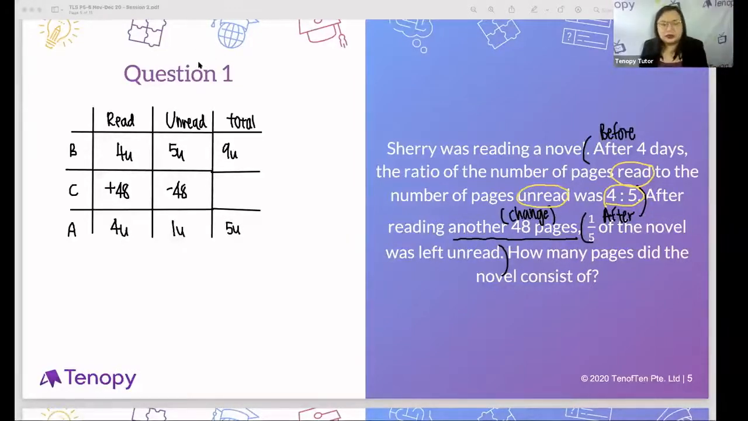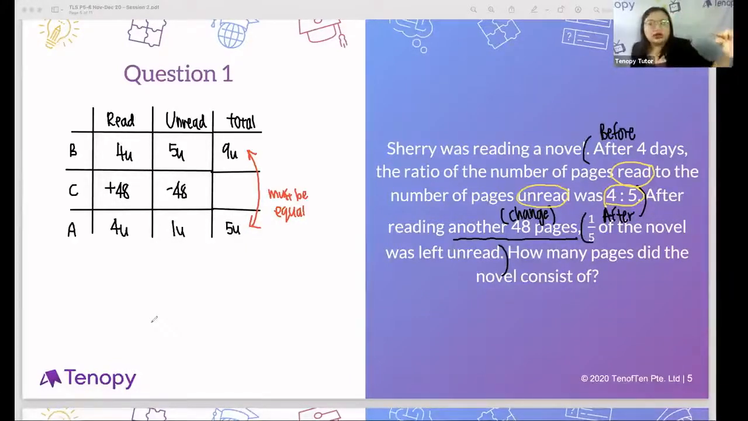Teacher, you say that this question is about total unchanged, right? Because when my read increases, my unread decreases, they are back to the same quantity. So these two must be equal. So we ask ourselves, 9 and 5, what is the common multiple? Max, what do you think is the common multiple of 9 and 5? Very good, Ariel. 9 and 5 common multiple is 45.